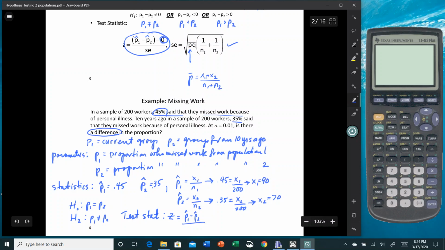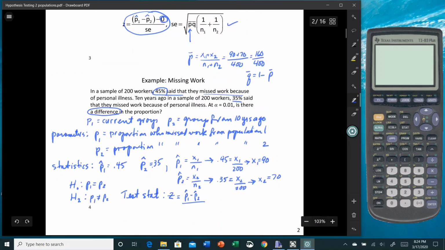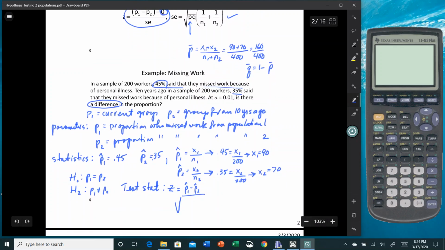I didn't do that calculation down here. I could do it now. So that's going to be equal to 90 plus 70 over 400. So it looks like 160 over 400. Okay, so that's the pooled p hat, and then q is 1 minus p. So this will be the square root of this p times q, and then 1 over n1.